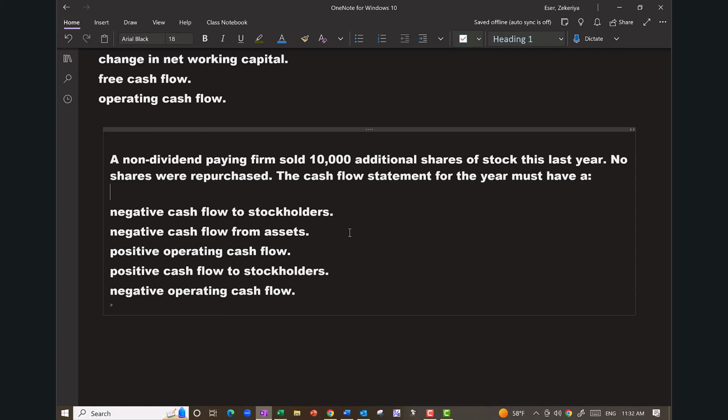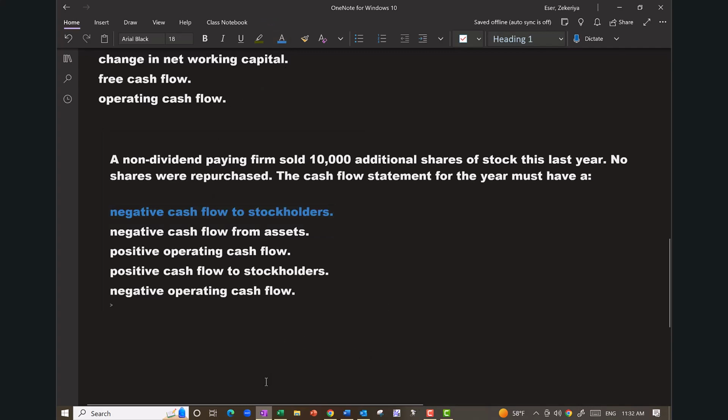What do you think is the answer? Larkin? Negative cash flow, stockholders. Okay, that is indeed the correct answer. Tell me why. You got the 5 points, now go for the 10. Because the business got 10,000 from the stockholders, and the stockholders bought it. Exactly.